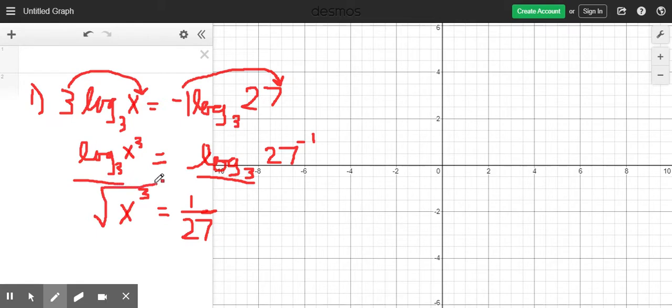We want to think what times itself times itself times itself is 1/27. So we would have 1/3 as our final answer because the cube root of 27 is 3. 3 times 3 times 3 is 27.